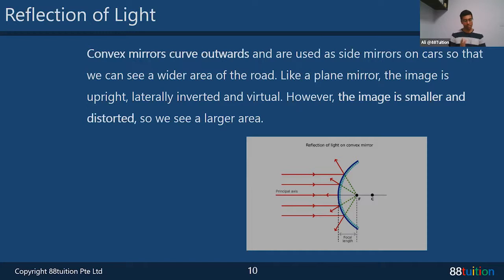So like a plane mirror, the image is upright, laterally inverted, and virtual. However, the image is smaller and distorted. So we see a large area. Everything becomes smaller, doesn't matter. We see the bike a bit smaller, the car a bit smaller, so that they can fit into the mirror, but we can see at least the bike and the car, both of them in the same mirror.